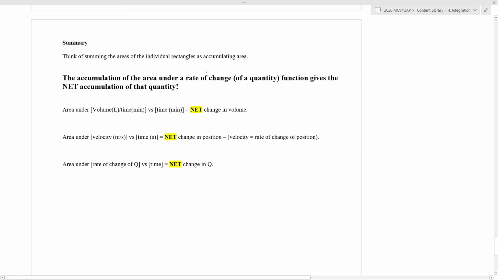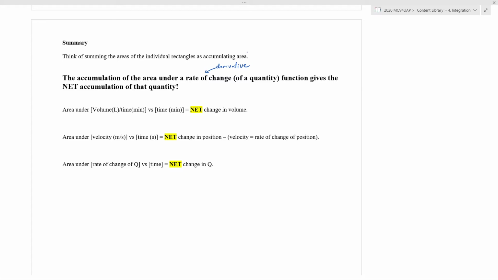So the area under a volume per unit time versus time graph would give you the net change in volume. The area under a velocity versus time graph would give you the net change in position. Okay, remembering that velocity, the definition of velocity, is the rate of change of position. And finally, the area under the rate of change of any quantity Q versus time would give you the net change in that quantity Q.